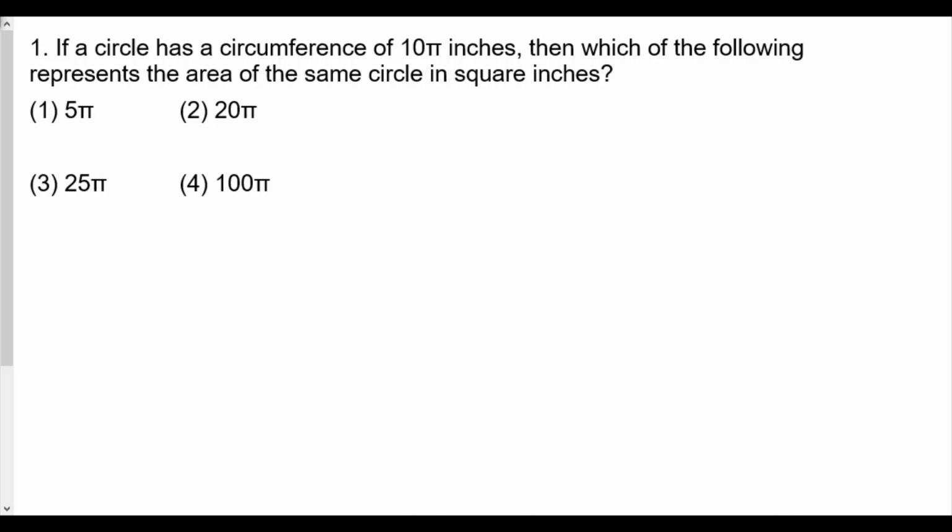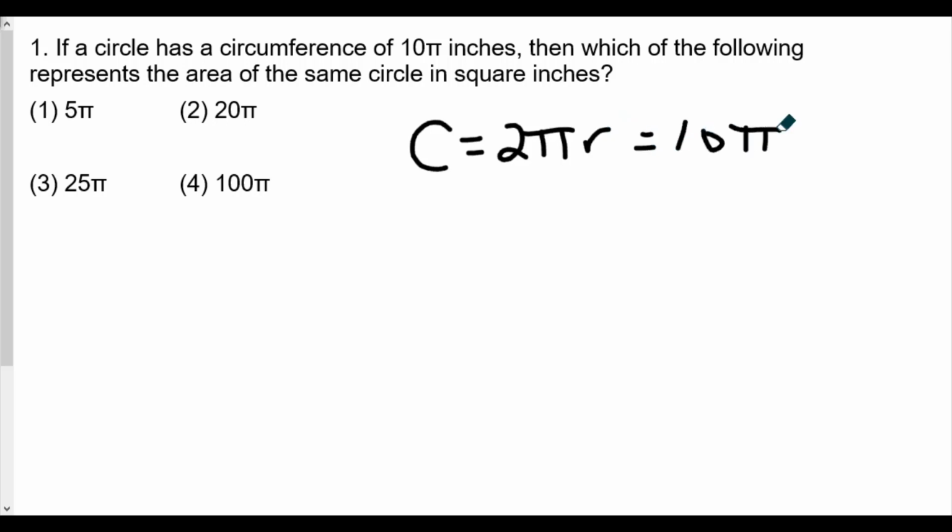So let's start with question number 1. If a circle has a circumference of 10 pi inches, then which of the following represents the area of the same circle in square inches? Let's take a look at the formula for circumference of a circle. The circumference is given to us as circumference equals 2 times pi times r. And we also know that this value is 10 pi.